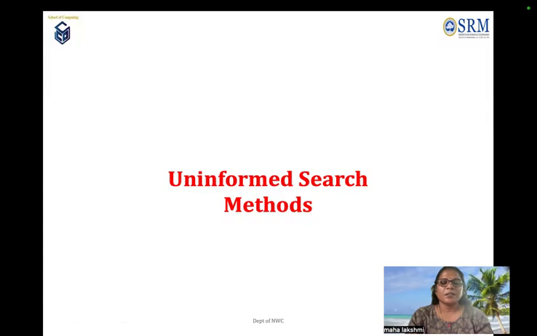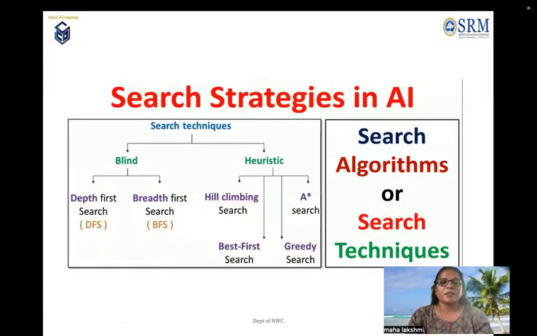We are continuing unit 2 of AI. In today's class we are going to discuss uninformed search methods. Search strategies in AI are classified broadly, as shown in this figure.